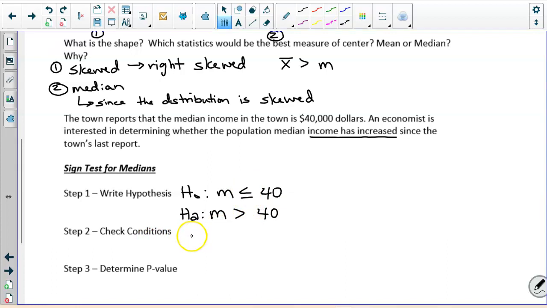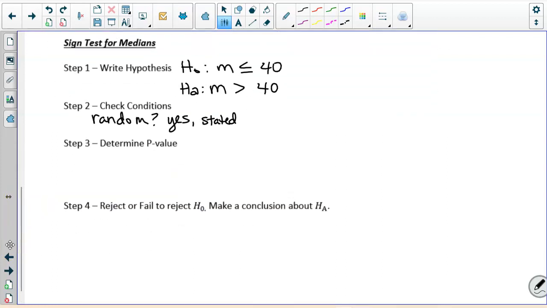Okay, check the conditions. There's only one condition for this type of test, and it's random. So is this random? Yes, it was stated, or given. Okay, determine the p-value. All right.